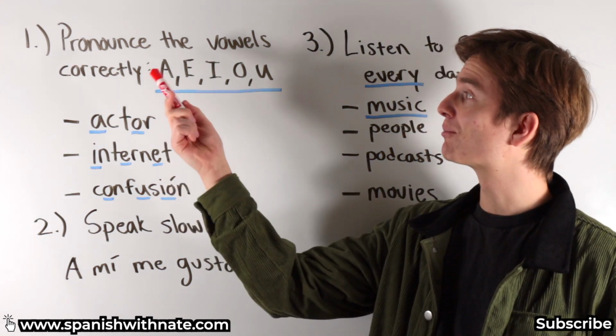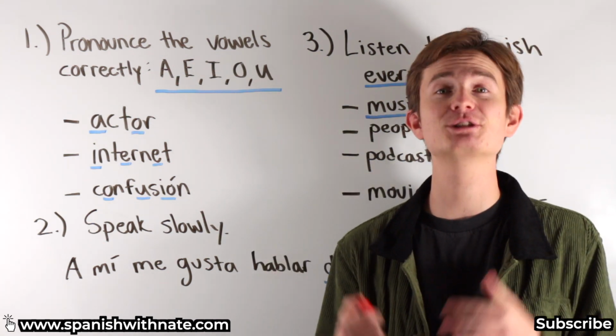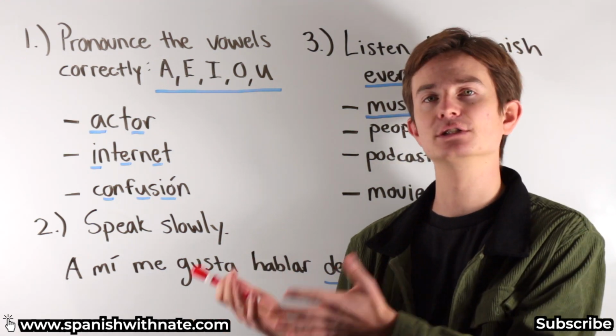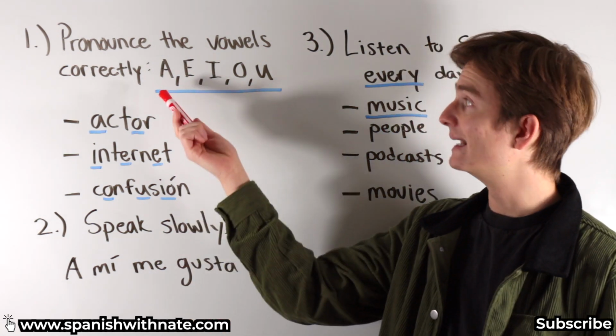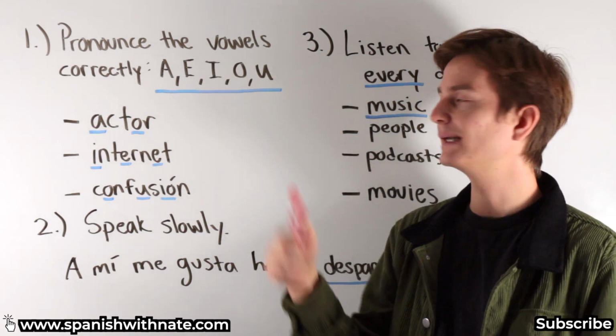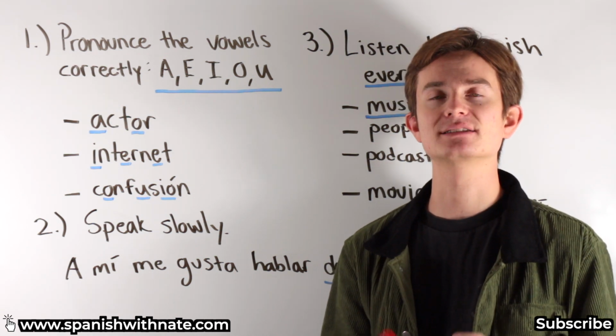First step, pronounce the vowels correctly. Okay, I can't stress this enough. This is so important. Okay, so in English, the vowels are not the same as those in Spanish. Alright, so in English, A, E, I, O, U. Okay, however, in Spanish, now our vowels are pronounced as so.